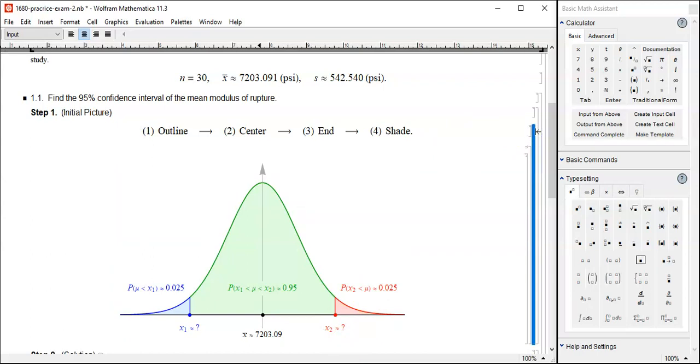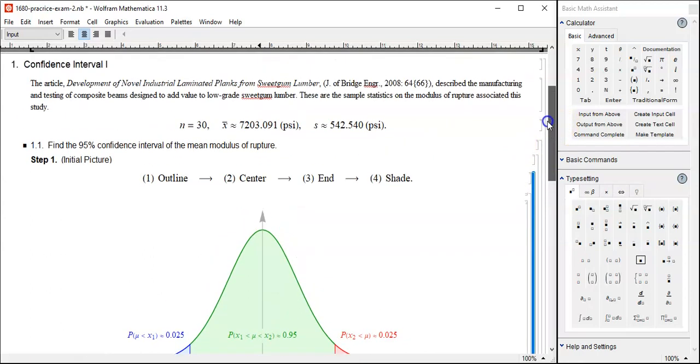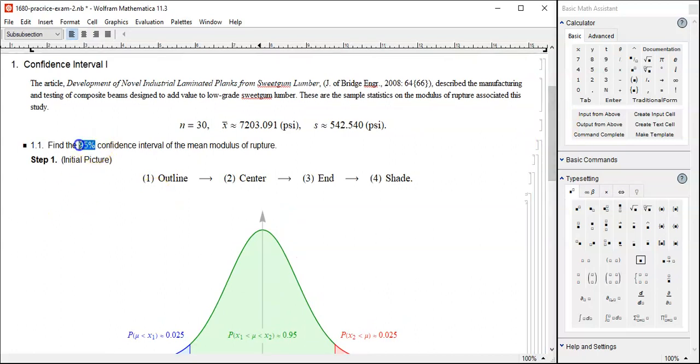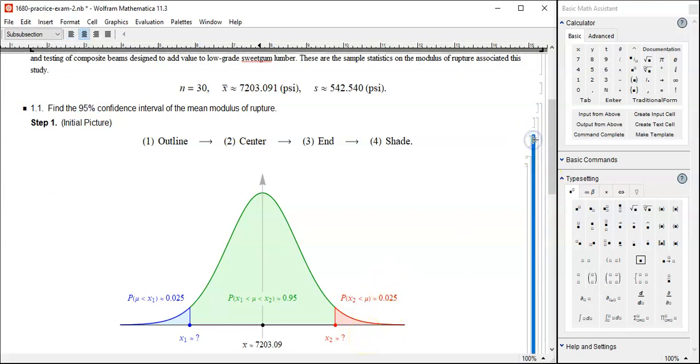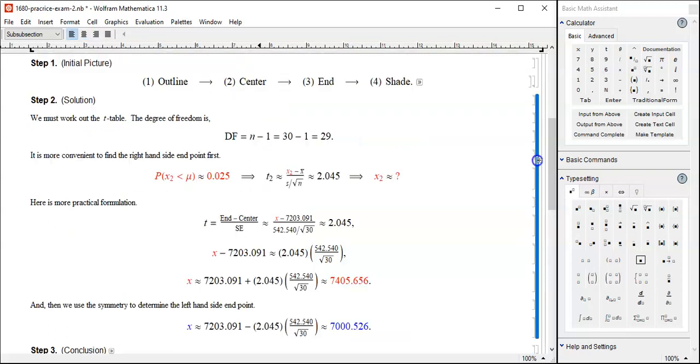Now the strategy is set. We are looking for a 95% confidence interval, which means 95% of the chance in the center, the green part, and the other 5% will be shared by left and right. So 2.5% in blue and 2.5% in red. We are done with the most important part, so let's go with some computation.